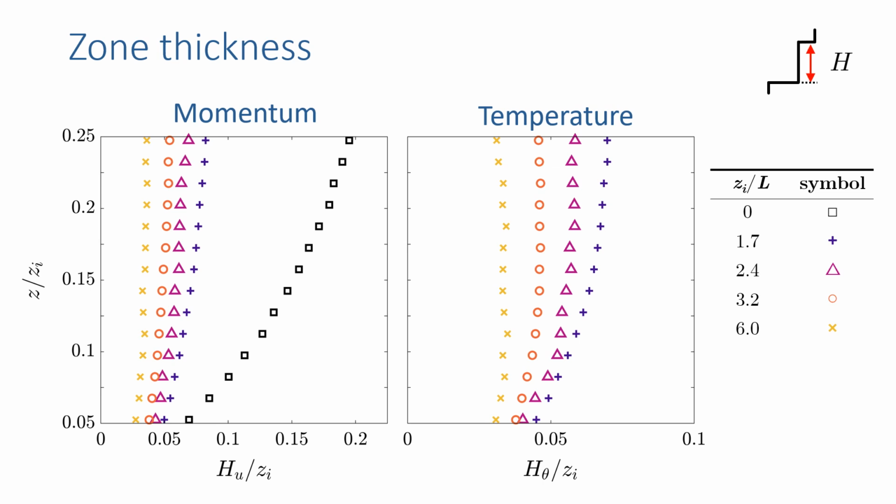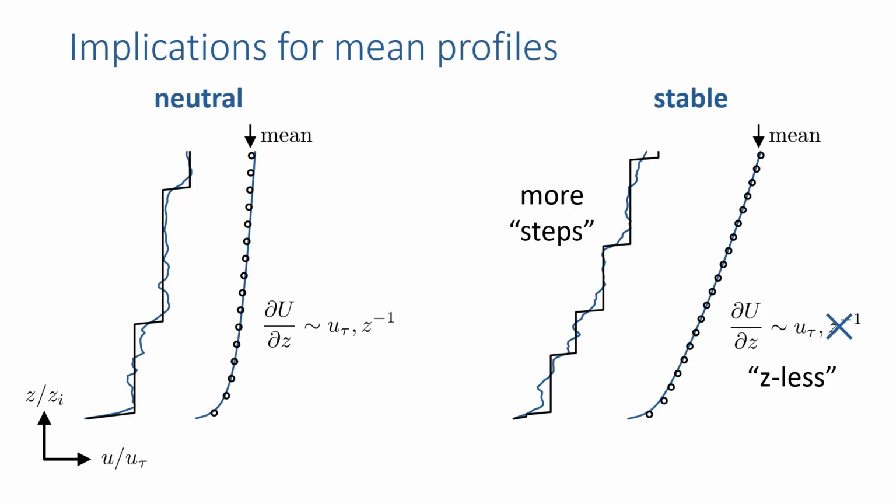The same behavior is observed for the uniform temperature zones on the right. The only difference here is that we don't have the neutral case because there is no organized temperature field in that simulation. This has significant implications for the mean flow profiles. In the neutral case, we have scaling behavior in the instantaneous features that can be linked to the overall mean velocity gradient that yields a scaling behavior on both u tau and distance from the surface.